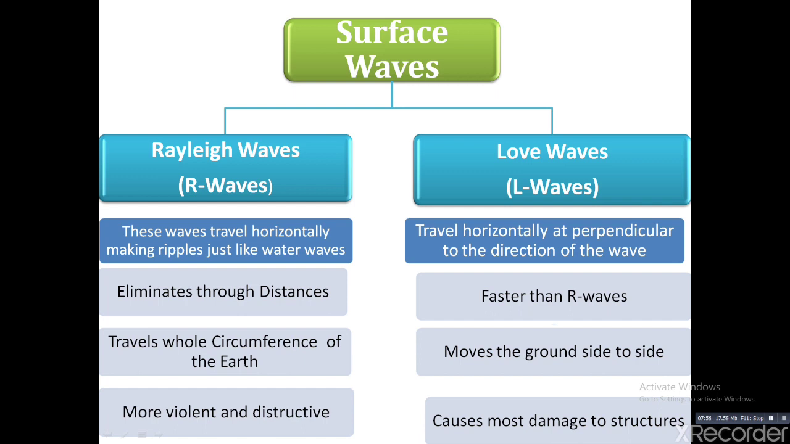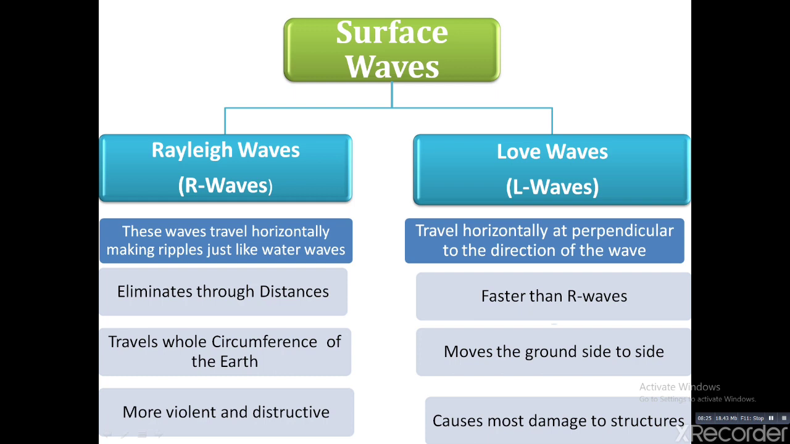R waves. These waves are named after the scientist William Strutt, Lord Rayleigh, who mathematically predicted the existence of this kind of wave in 1885. Love waves. These waves are named after A.H. Love, a British mathematician who worked out the mathematical model for this kind of wave in 1911.